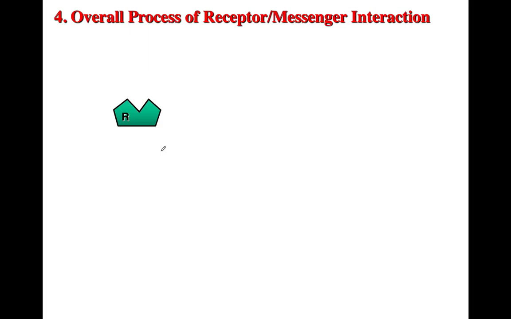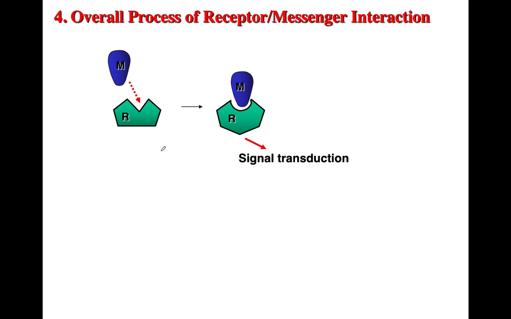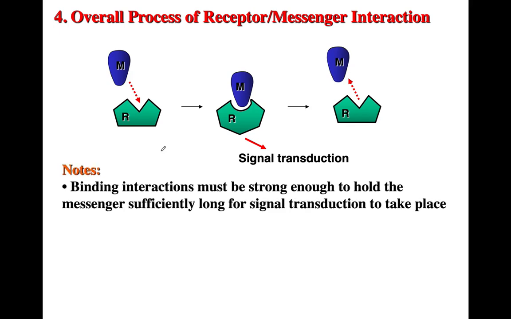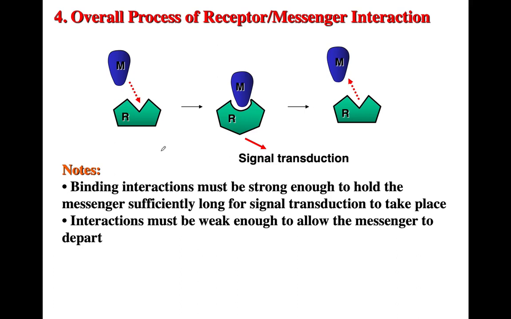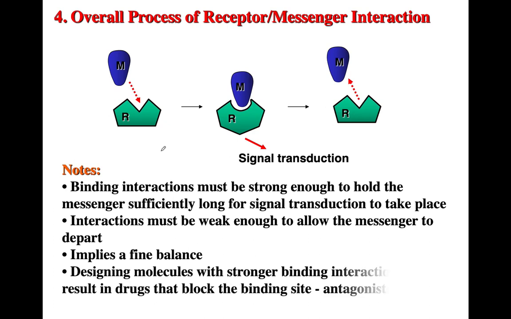So let's talk about the overall process of receptor-messenger interaction. You have a receptor, you have a messenger there. Induced fit is caused by the binding of the messenger, which is going to lead to signal transduction. At the end of that signal transduction, there's going to be a release of the messenger. Now, there is a balance that needs to take place here. Similarly to what we've seen with enzymes, the binding interaction has to be strong enough to hold the messenger sufficiently long so that you can have a reaction, but it can't be too strong, right? It has to be weak enough to allow the messenger to leave as well. So there's a balance there that needs to happen.